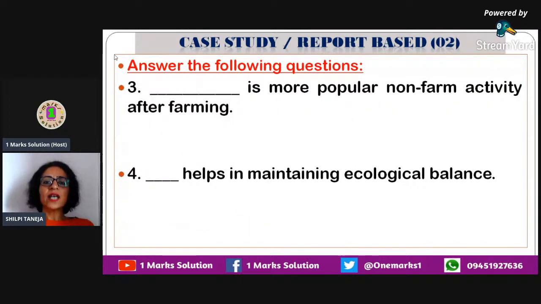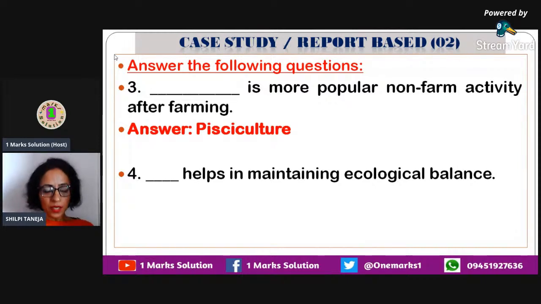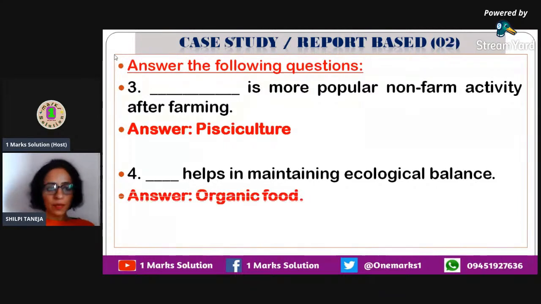Next question says, dash is more popular non-farm activity after farming. I hope you all have read about pisciculture, that is fishing, right? So pisciculture is the more popular non-farm activity. We can name any of that.